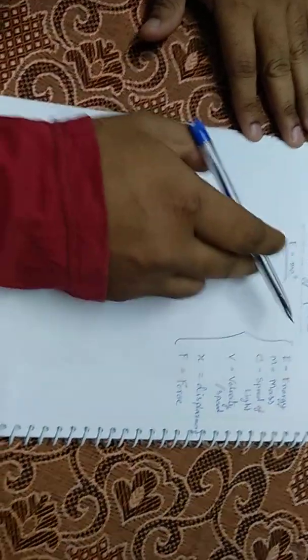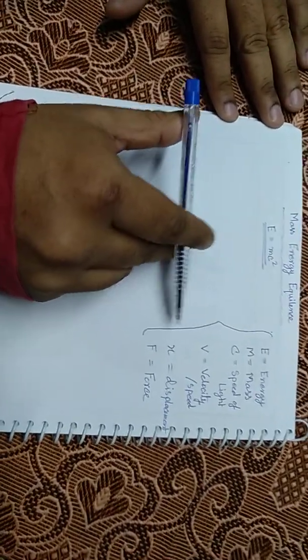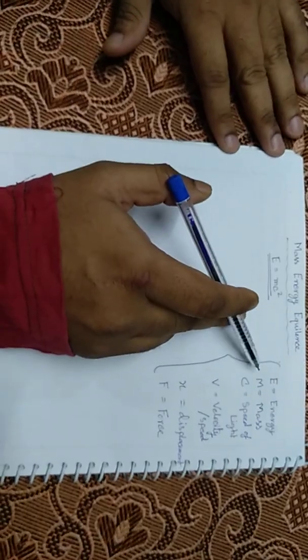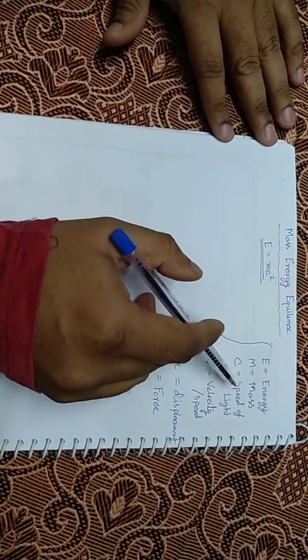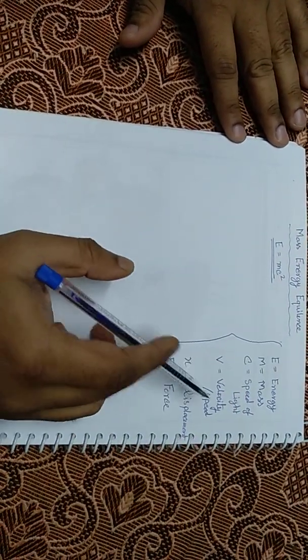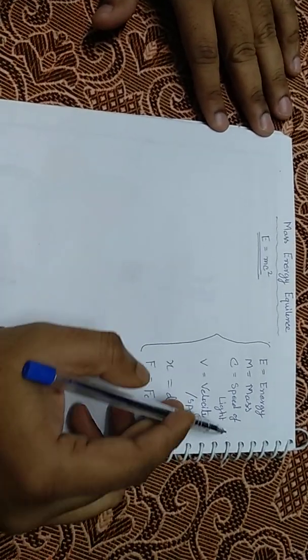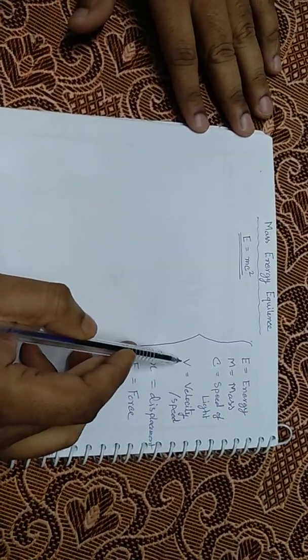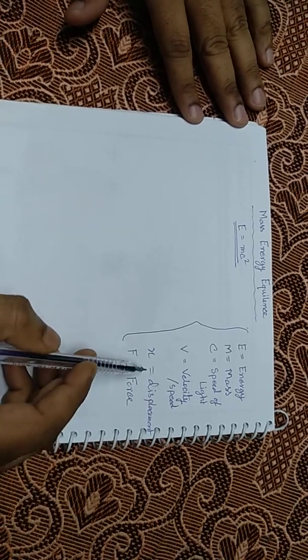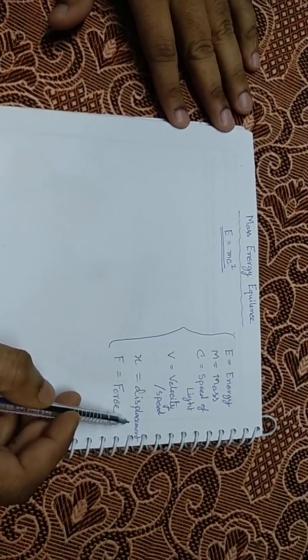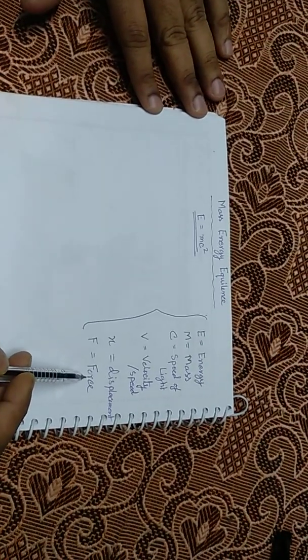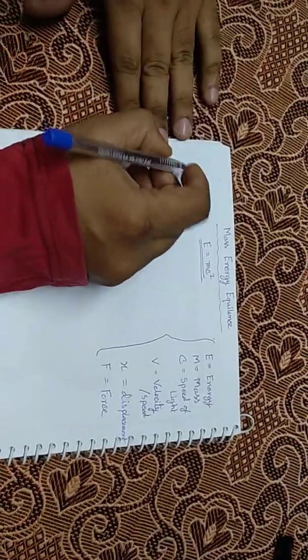Before I start, let me introduce the terminology I have used. E is equal to energy, m is equal to mass, c is equal to the speed of light, which is constant irrespective of any inertial reference frame, v is equal to velocity or speed of any particle, s is equal to displacement, and f is for force. So now let's start.